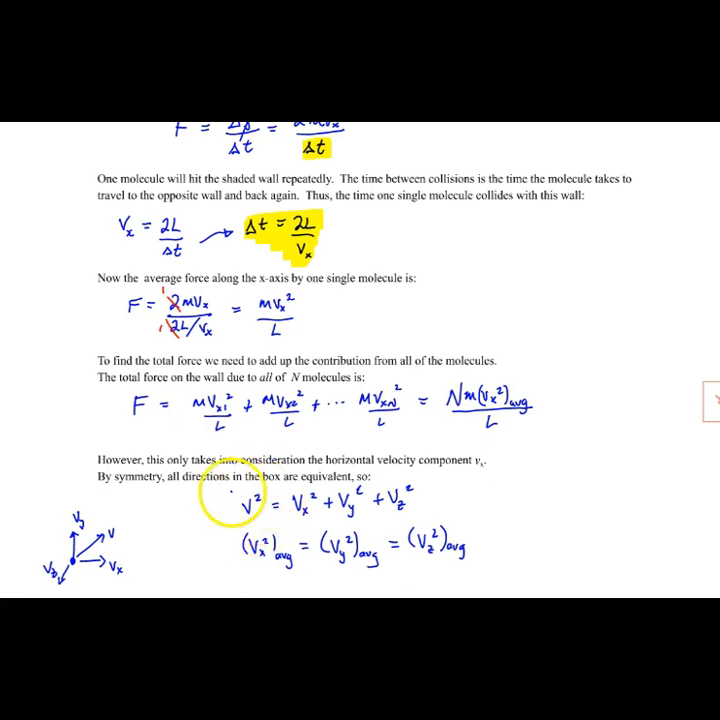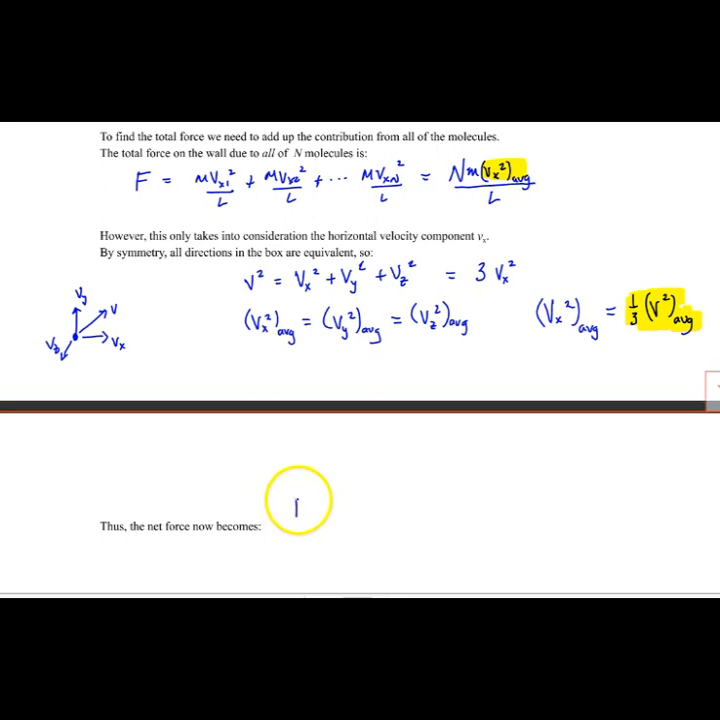So essentially, if you were to find the resultant velocity v, you could say that it's basically 3 times the velocity along the x-axis squared. So therefore, the vx squared average is equal to 1/3 of v squared average. And we're now going to essentially replace this bit with this expression over here, because we want to find the force that is due to the molecules that have x and y and z components.